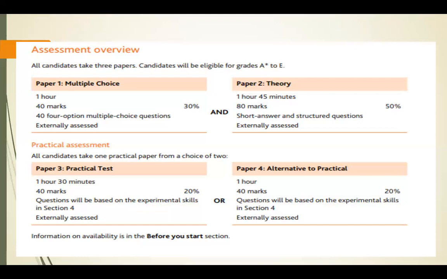So what are the practical assessments? We have two types of practical assessments. Either you are going to physically perform the practical test, which is paper 3, or you're going to attempt a theoretical paper, which is known as alternative to practical. Both papers have the same marks, 40 marks, and the weightage is 20%. But you have a choice. In Pakistan, we give ATP only. ATP is also externally assessed, and it consists of experimental skills.